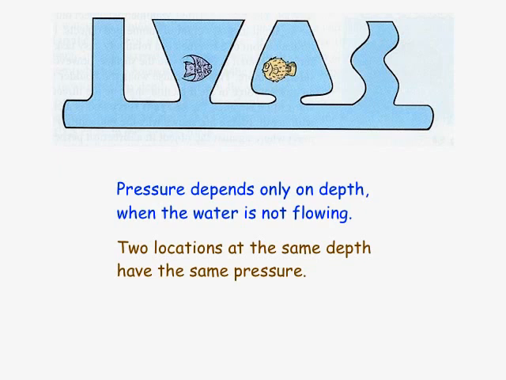Now, in a fluid, pressure depends only on the depth. But this has to be when the water is stagnant, when it's not flowing. If 2 locations are at the same depth, they therefore have the same pressure. If the 2 locations at the same depth have different pressure, then the fluid would flow from one location to the other location of lower pressure, from high to low pressure, until the two locations at the same depth have the same pressure. Another way of saying it is fluid flows along levels where there's a pressure difference. It stops flowing when the pressures are equal at the same level, the same depth.